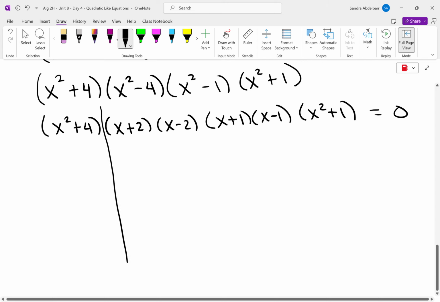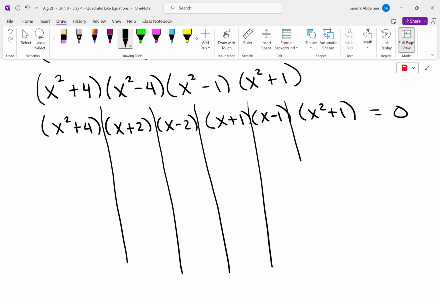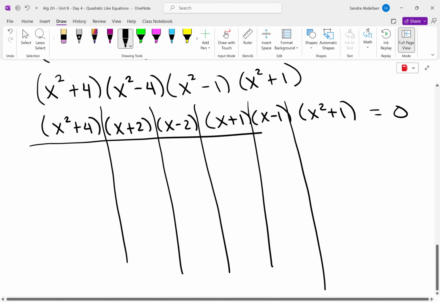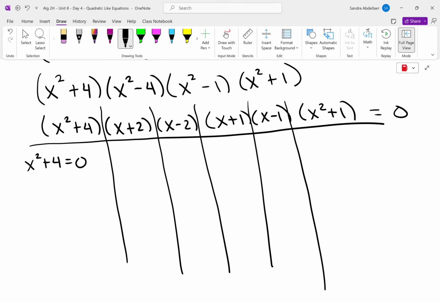Nothing left to factor. So now what I'm going to do is set all of these factors equal to 0 and solve. And at the end, I should have 8 solutions. So here we have x squared plus 4 equals 0, x plus 2 is equal to 0, x minus 2 equals 0, x plus 1 equals 0, x minus 1 equals 0, and x squared plus 1 equals 0. I said every factor equal to 0.